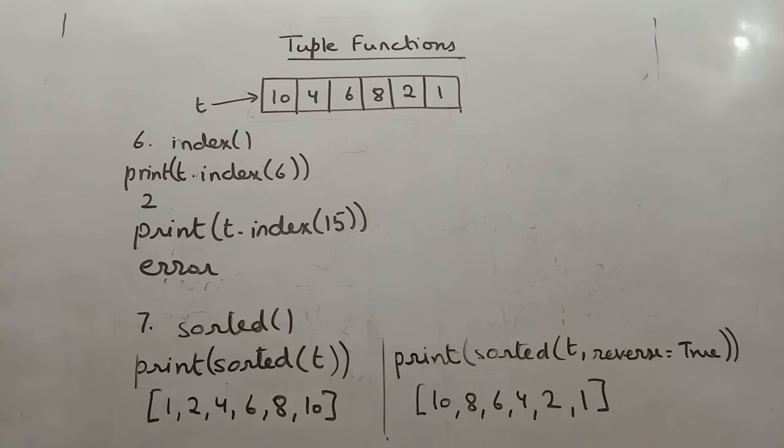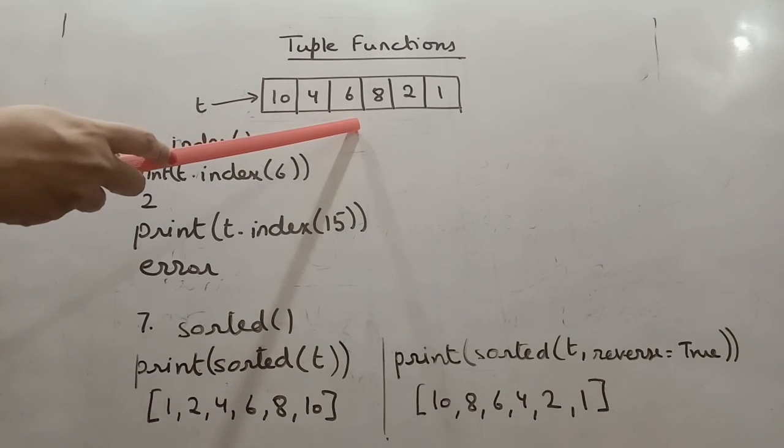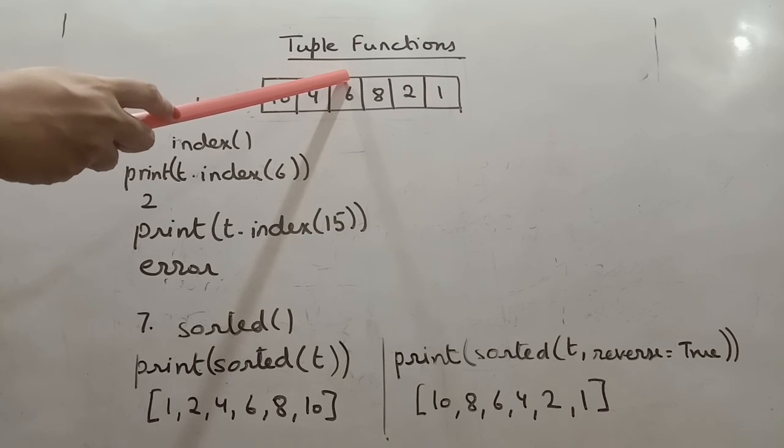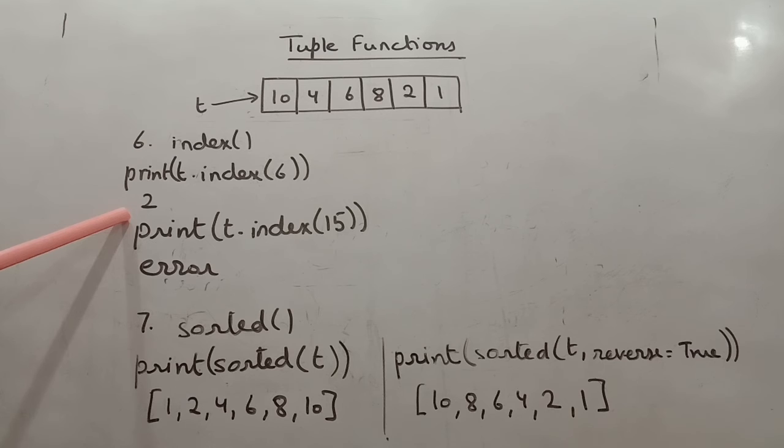Now the next function is your index function. This function is going to provide you the index of the first occurrence of the value provided to it. If the value is not existing, then it is going to give you an error. For example, I have written print t dot index 6. Now the index of 6 is 2. This is 0th index, this is 1 index, and this is 2 index. So your answer is 2.